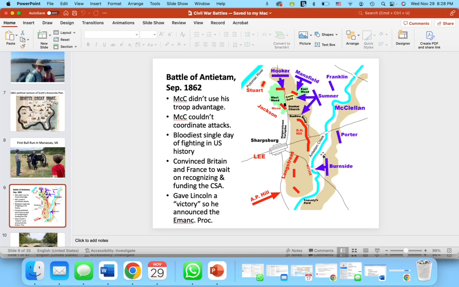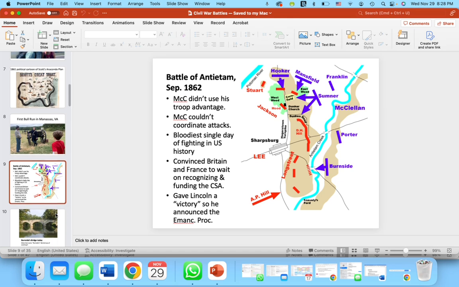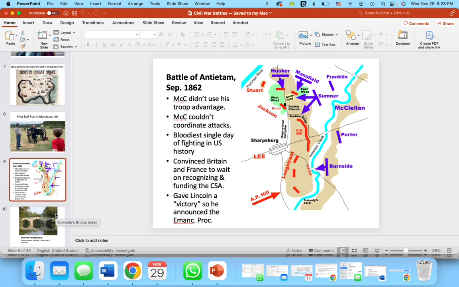The battle is basically a draw, but the South retreats, so the North calls it a victory, and it is this victory that lets Lincoln say, on January 1st, 1863, I'm going to issue the Emancipation Proclamation, and that was supposed to free all the slaves in the rebelling areas in the South. Of course, the South was not listening to Lincoln, and so the Emancipation Proclamation did not free any slaves, but it was a sign to England, please do not support the South. And it was also a sign to the Northern abolitionists that Lincoln was against slavery.